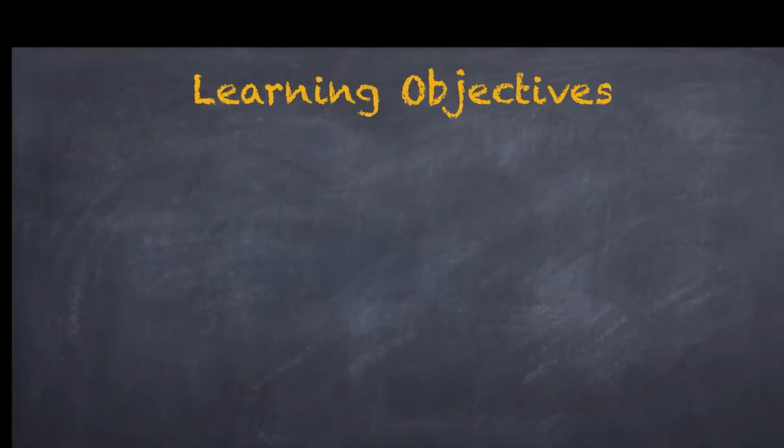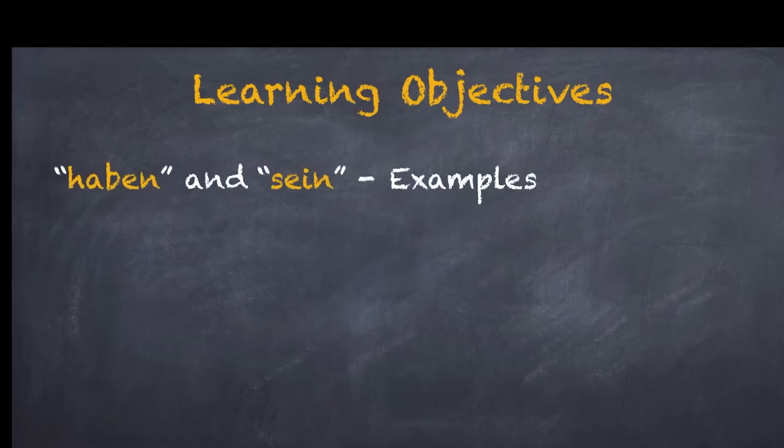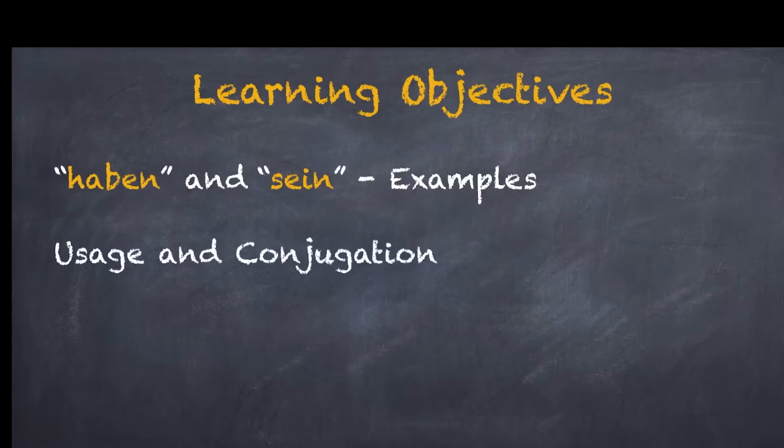Let's first look at the learning objectives for this lesson. We'll begin with a few examples for the two verbs haben and sein. After that, we'll learn when to use them and how to conjugate them. In the end, we'll do a short exercise.